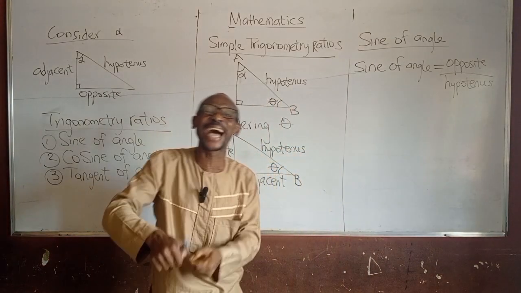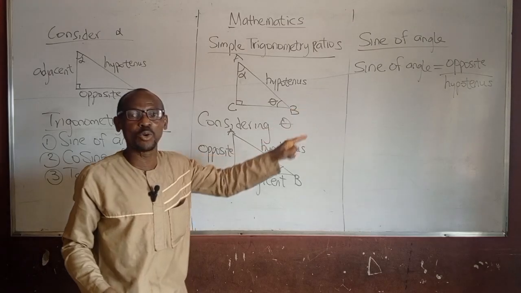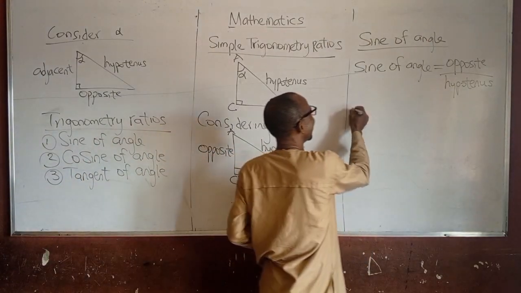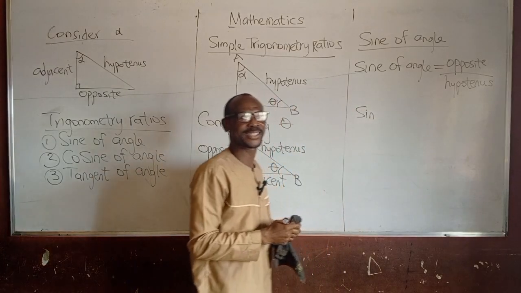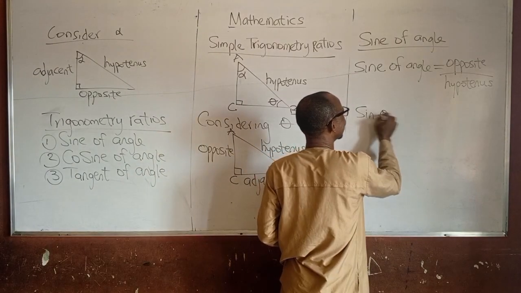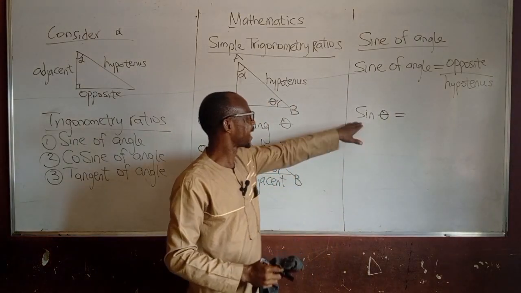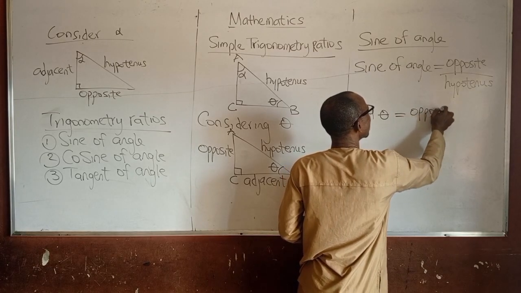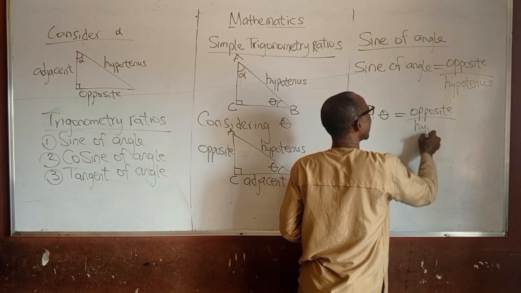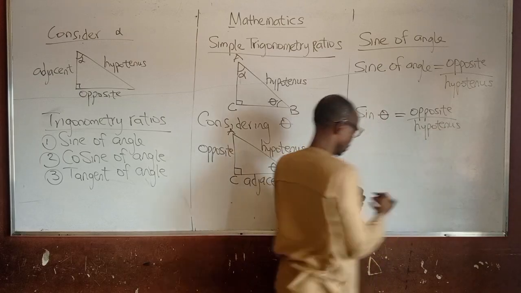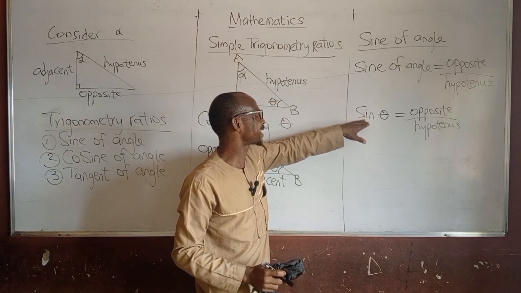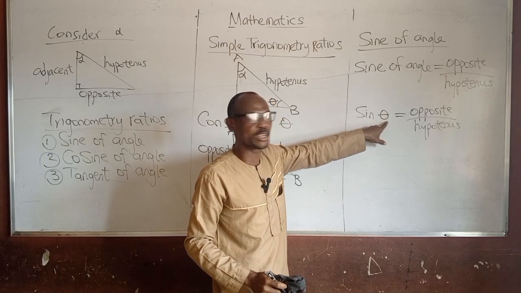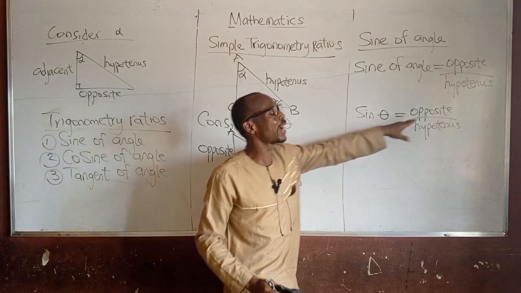Now I'm going to give you the sine of the angle. This sine of angle, we write am now as sin. Now let me use an angle, let's say theta. So sine theta, we can say it's opposite over hypotenuse. So the short form is sin to represent sine. We use this theta here to stand for the angle. This is now sine of angle.